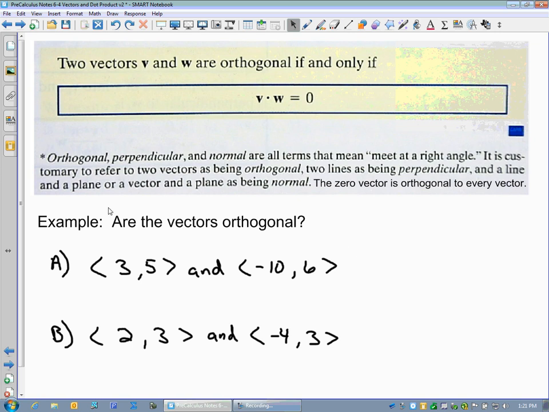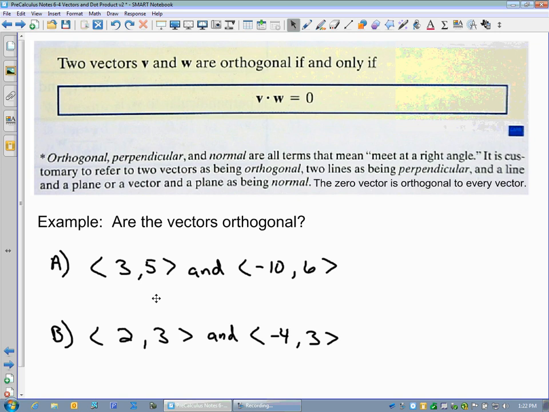And by the way, just as far as terminology, I do want you to be aware that orthogonal, perpendicular, and normal are all terms that mean meet at a right angle. The difference is in the usage: you're going to use orthogonal when you're referring to two vectors, perpendicular when you're referring to two lines, and normal when you're talking about either a line and a plane or a vector and a plane. The other thing to realize is that the 0 vector itself is orthogonal to every vector.